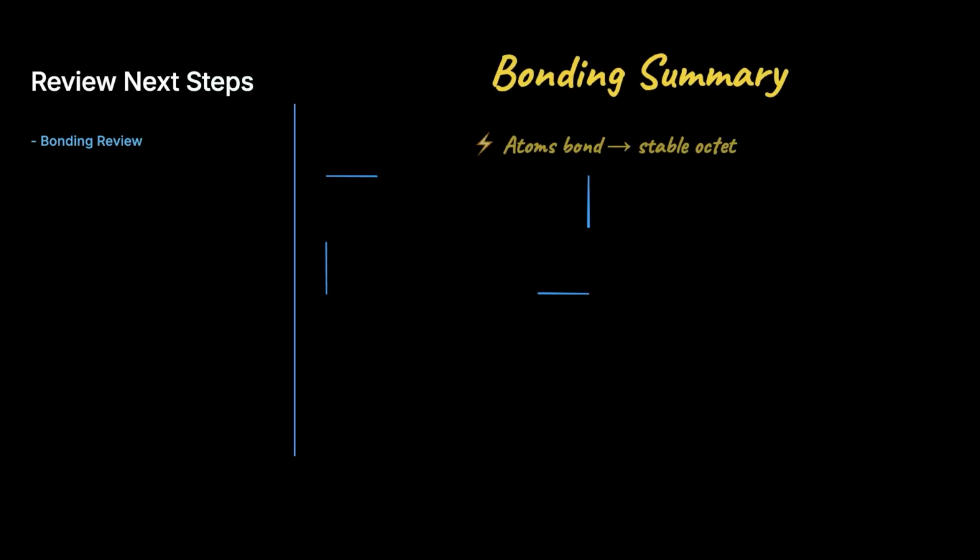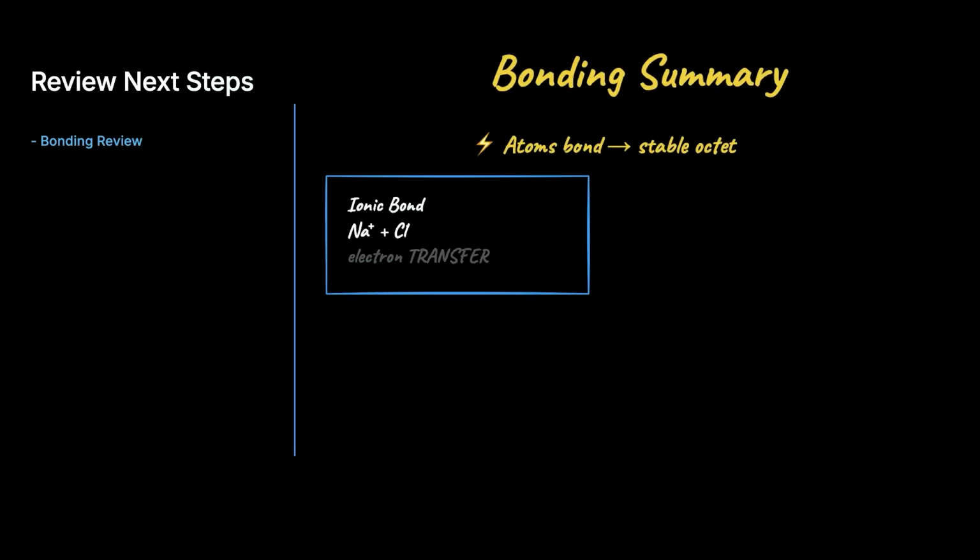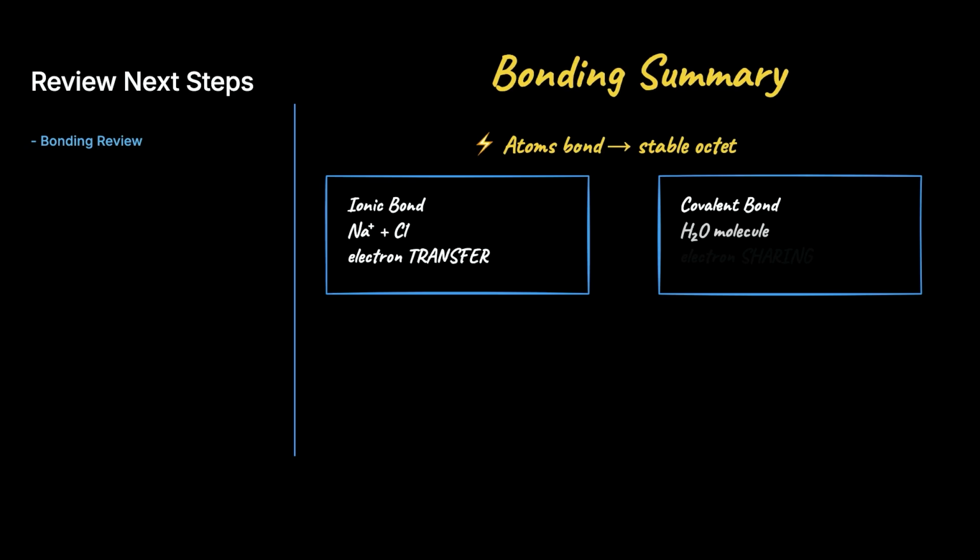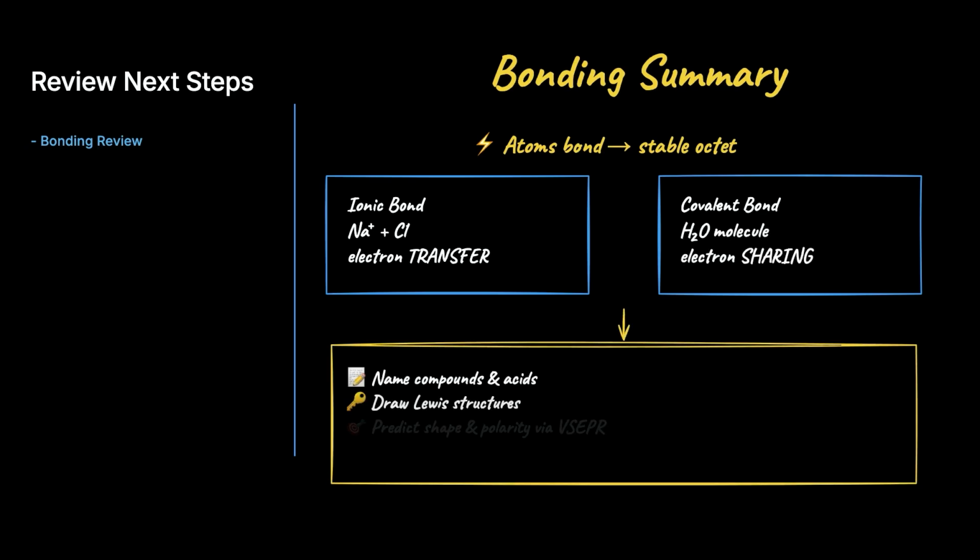Let us bring it all together now. We began by seeing that atoms bond to reach a stable octet, either by transferring electrons in ionic bonds or sharing them in covalent bonds. We learned to name compounds and acids, to draw Lewis structures, and to predict molecular shapes and polarity from the idea of electron groups repelling.